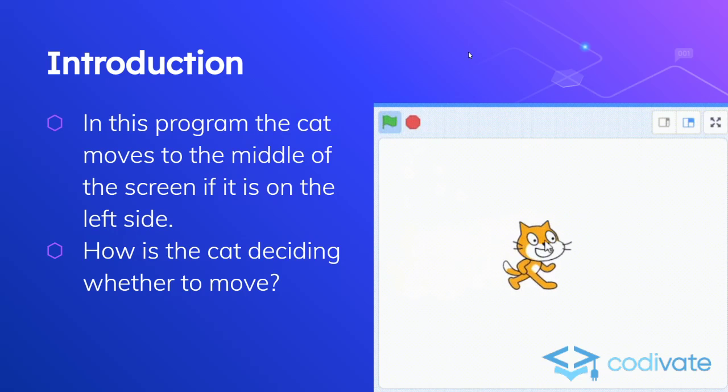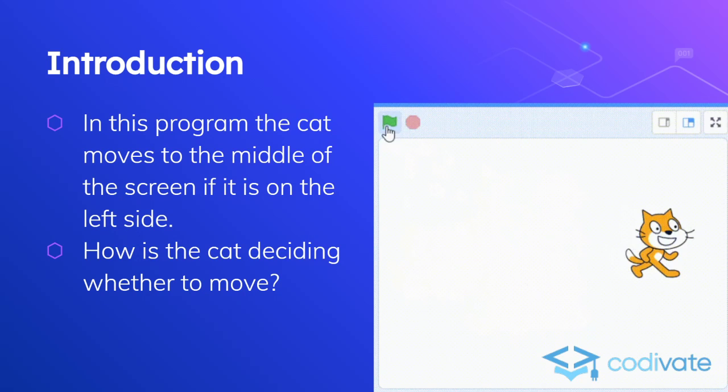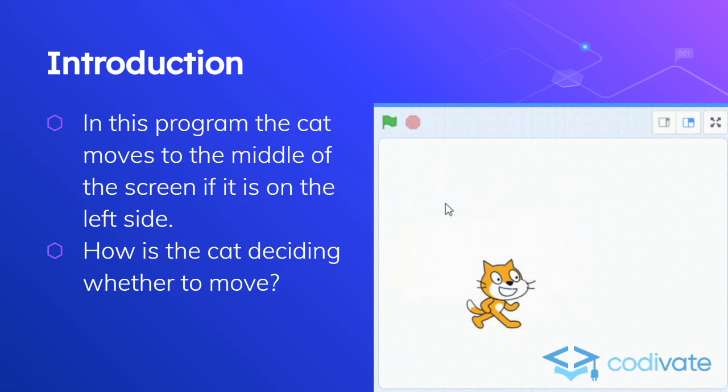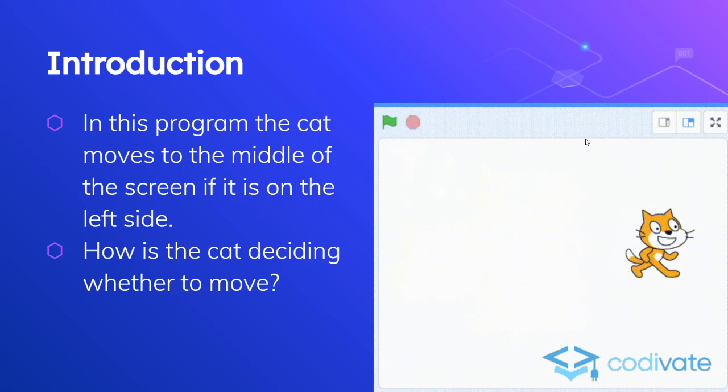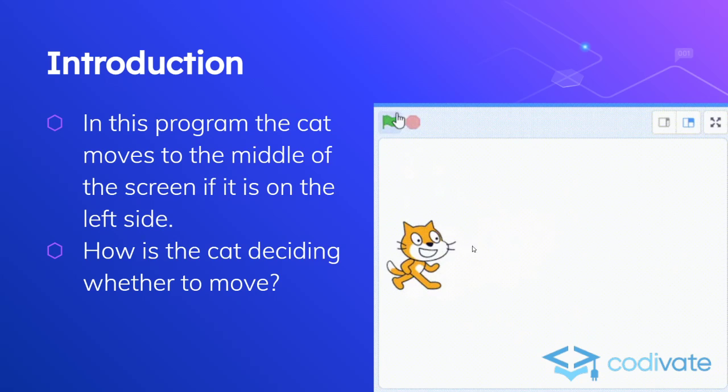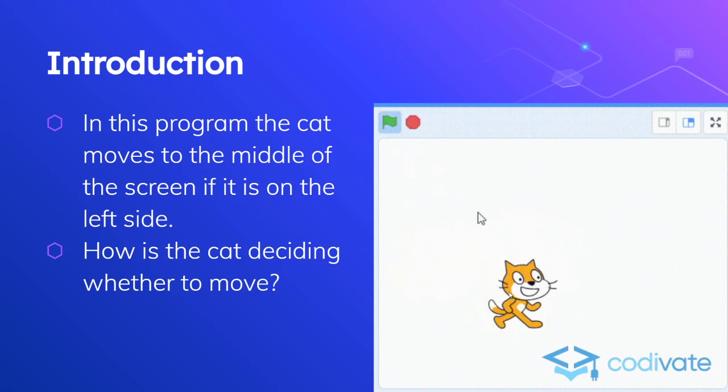So if you look at this program, the Scratch Cat moves to the center of the screen regardless of where you place it. And today we're going to learn how it's doing that, how it's moving a different amount depending on where you put it to end up at the same place.